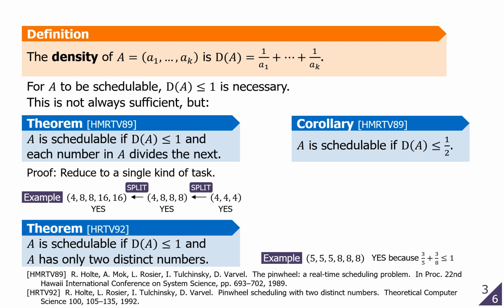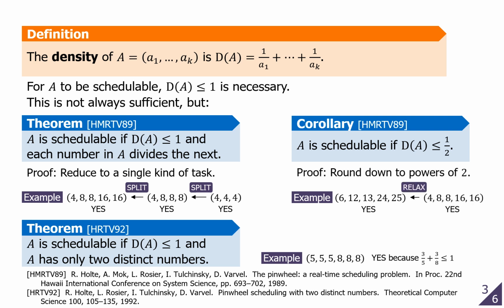Now, an interesting corollary of this is that if an instance has density bounded by 1/2, that is, if the overall workload is pretty small, as in this example, then it's unconditionally schedulable. To see why that's the case, consider rounding down each of these 5 periods to the nearest power of 2, like replacing 6 by 4. This reduces each number by a factor less than 2, which means it increases the density by a factor less than 2. Since the original density was at most 1/2, the new density is at most 1, allowing us to apply the theorem on the left, so the original instance is also schedulable.